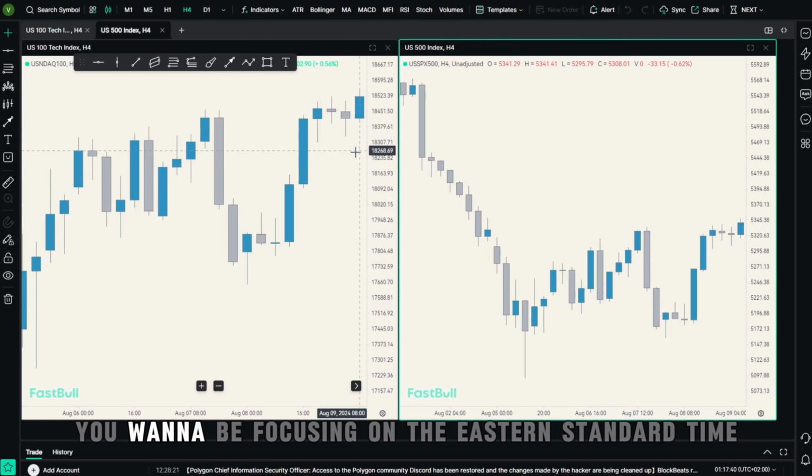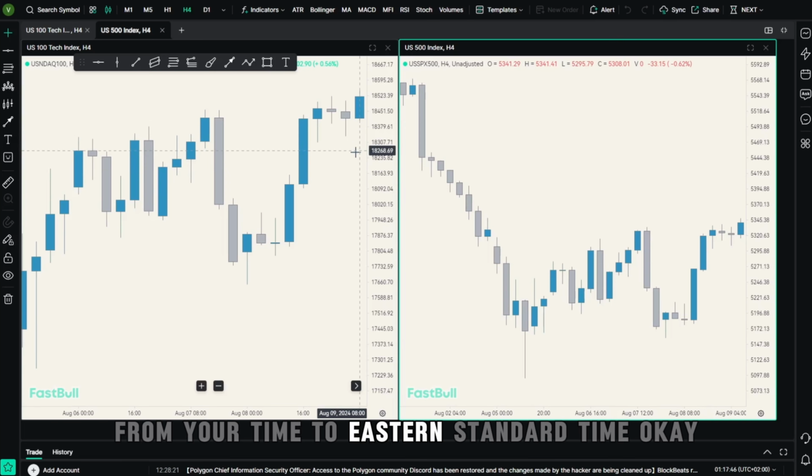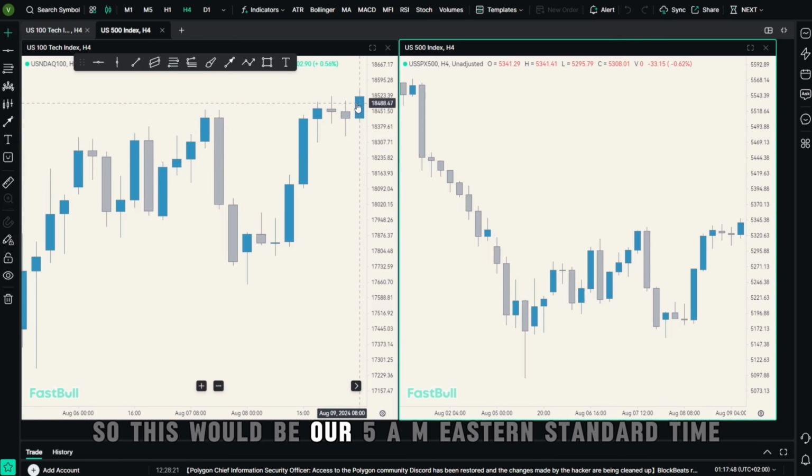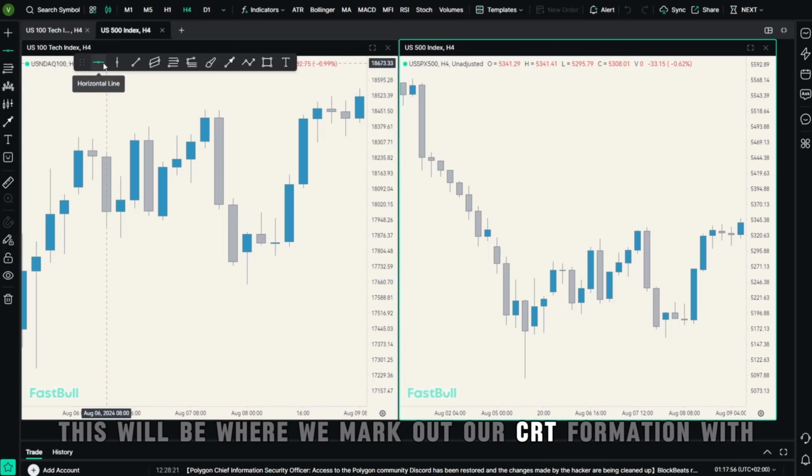Coming on to this, as I said, you want to be focusing on the Eastern Standard Time. Just make sure you go onto your local time converter, from your time to Eastern Standard Time, okay? So this would be our 5 a.m. Eastern Standard Time candle. Now this would be where we mark out our CRT formation.